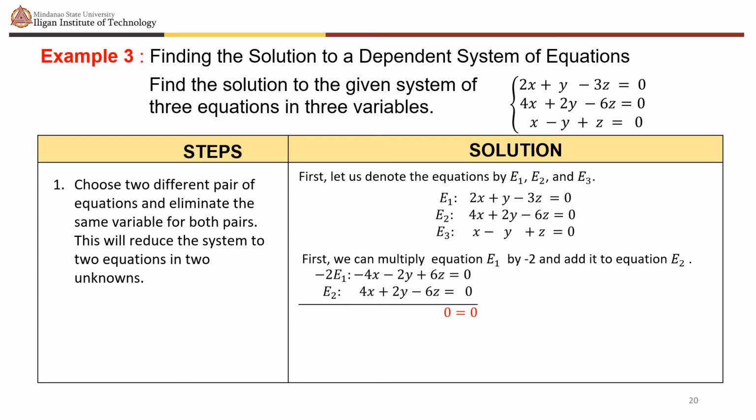Then we can multiply equation e sub 1 by negative 2 and add it to equation 2. So we have negative 2 times e sub 1, which becomes minus 4x minus 2y plus 6z is equal to 0. Because e sub 2 is 4x plus 2y minus 6z, we have it here equal to 0. When we add them, minus 4x plus 4x is 0, minus 2y plus 2y is 0, plus 6z minus 6z is 0. So this is 0 equals 0.